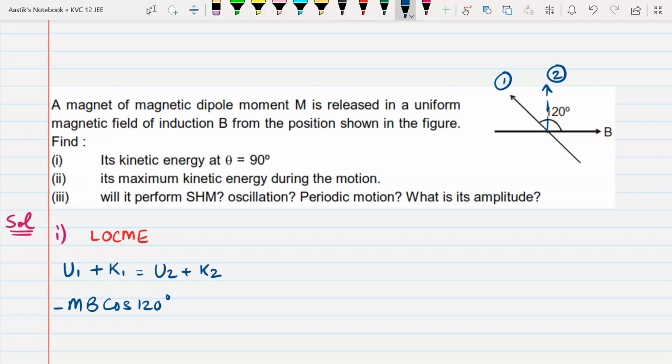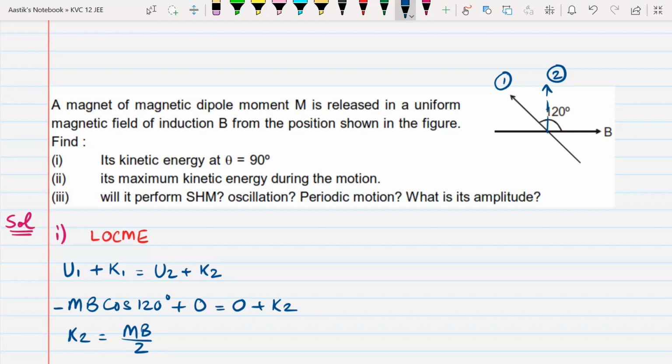Yes, sir. Kinetic energy at point 1 is 0 because it is at rest. What is the potential energy at point 2? The angle is 90, so it is 0. Yes or no? Yes, sir. Plus the kinetic energy at point 2. From here, you will get kinetic energy at point 2 is mB by 2. Do we understand this?